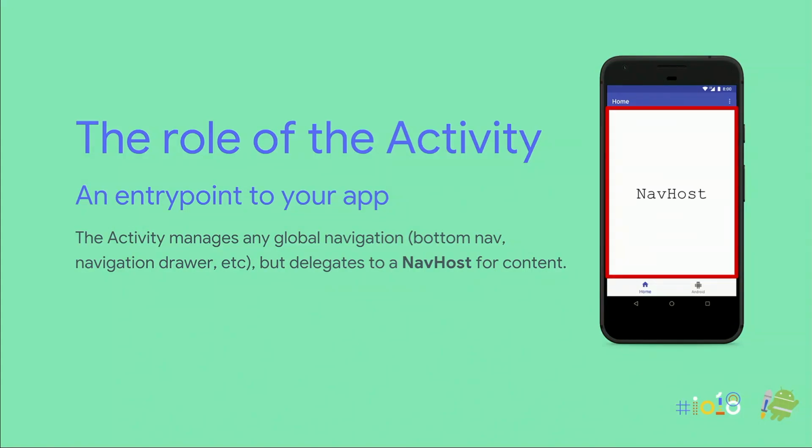So in the world of navigation, when you navigate between different destinations in your app, what you're actually doing is just replacing everything inside that box. So you have that global navigation outside of that, and we have hooks that you can use to keep it in sync with the actual nav host. So what does a super simple version of this look like?